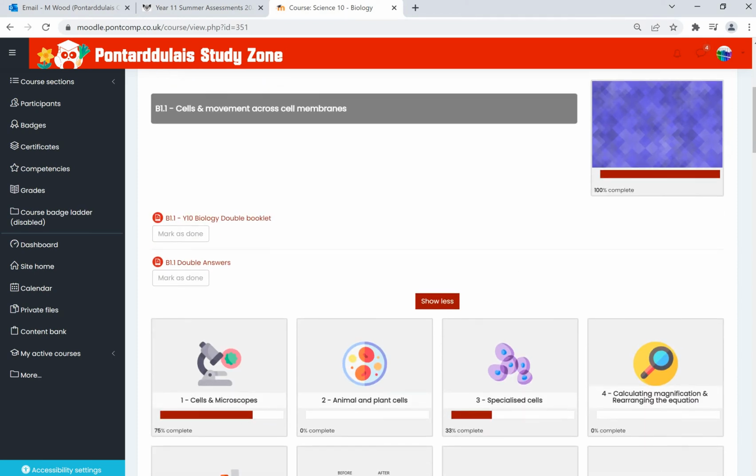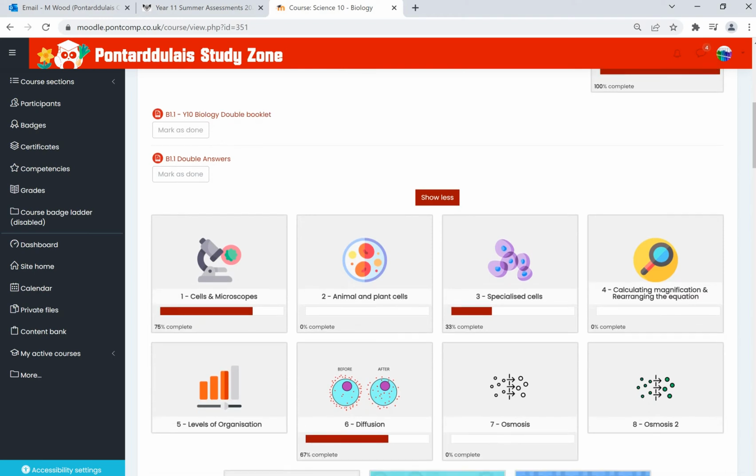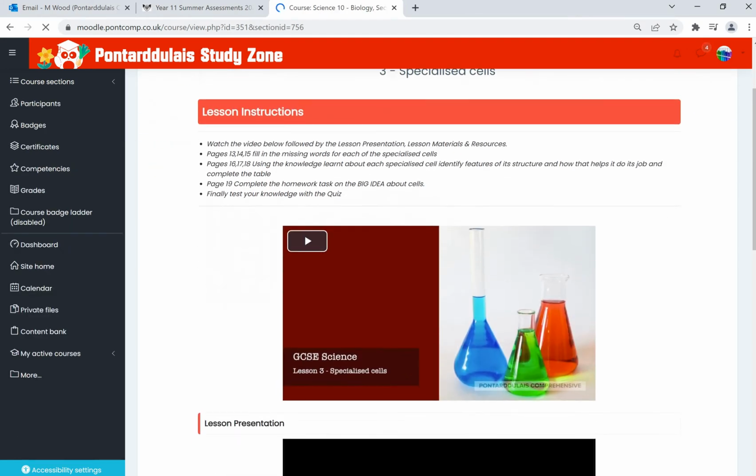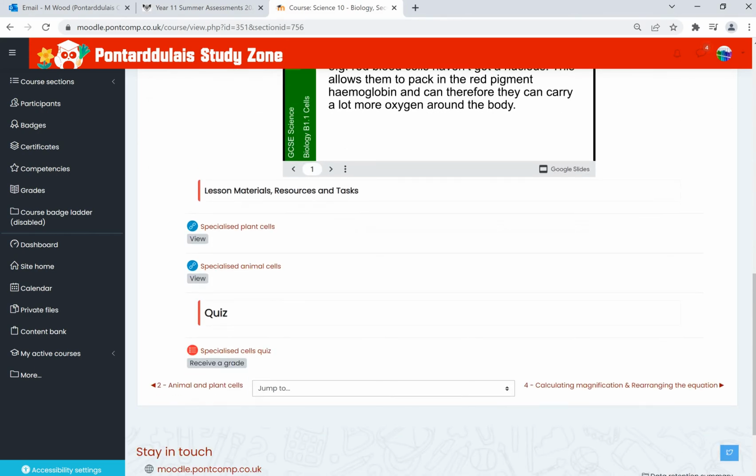In biology, for example, in the first unit B1.1, cells and movement across cell membranes, if you were absent for any of these lessons, or perhaps you just want to review it, you can click on any one of these lessons, for example, specialized cells. You can rewatch the video, and there's the presentation and little quizzes to help you revise that work.